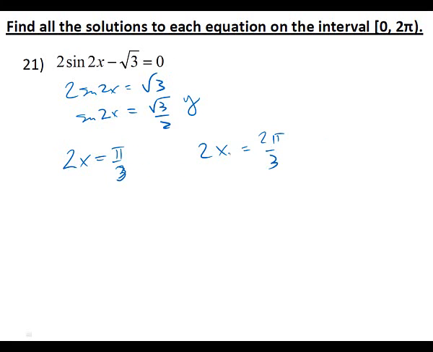All right. How do we move the 2 that's in front of the x over? Divide it, or multiply by 1/2. So you've got x equals pi over 6. Okay. x equals, what happens with these 2's? Cancel. So we get pi over 3.